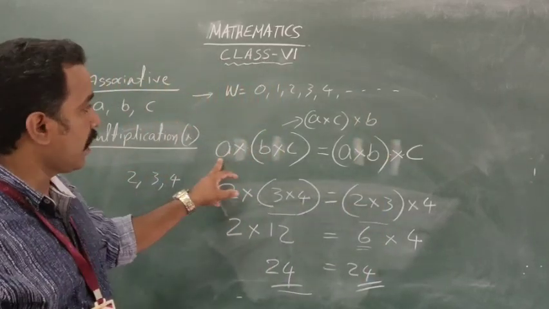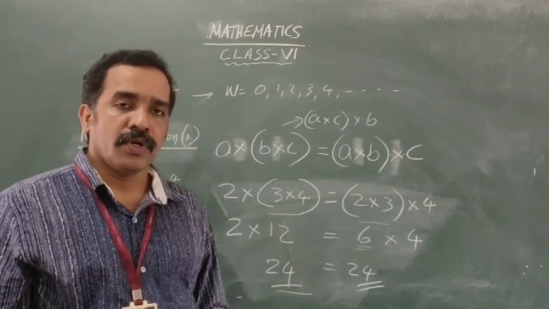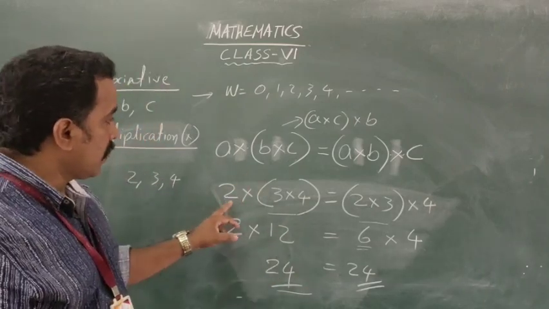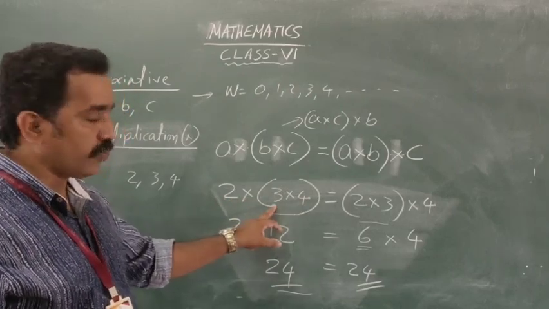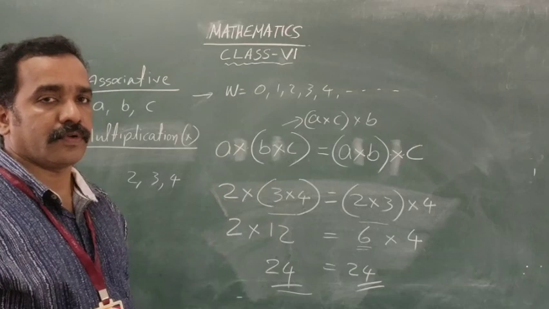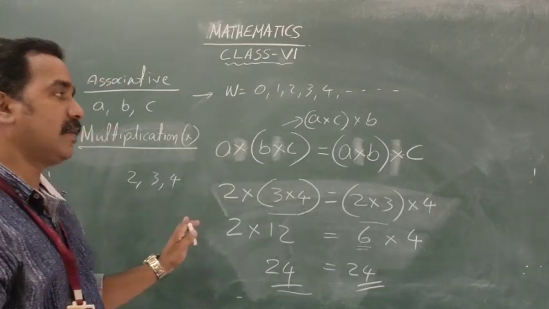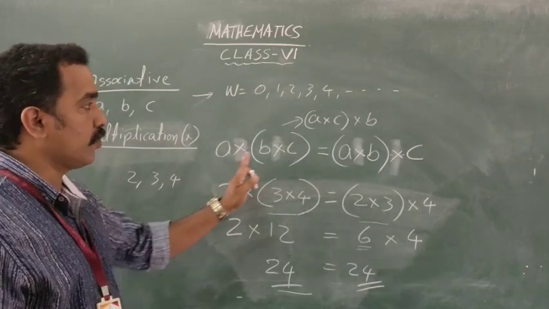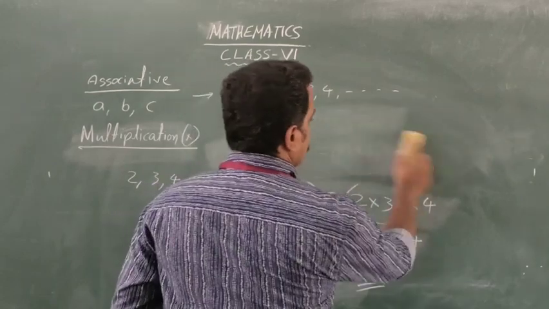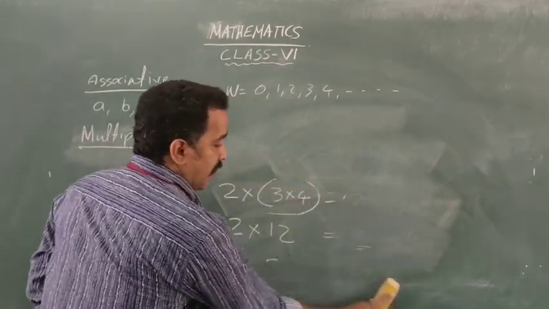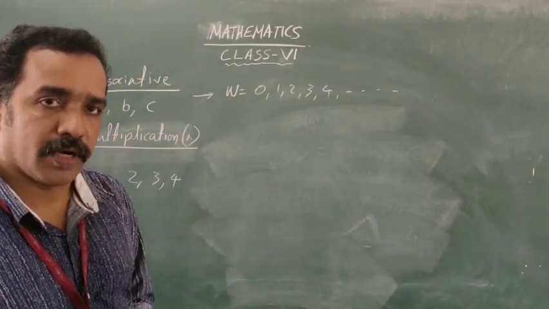Suppose if you are multiplying A and C first and then B you are multiplying, then also the result will be the same. You can check A and C, that means 2 into 4, 8. 8 into 3, 24. 8 3s are 24. So when you are multiplying any three whole numbers, you can group them in any way and you multiply, the result will be the same. So addition and multiplication are associative in the set of whole numbers.